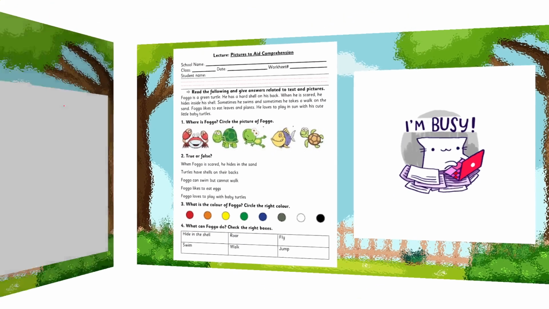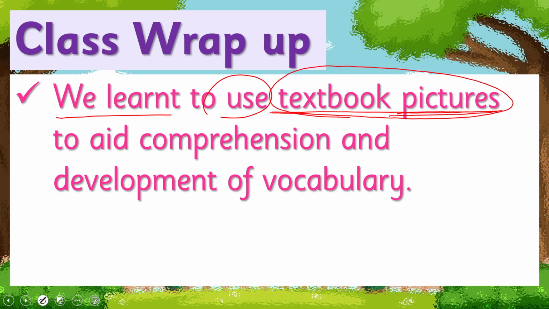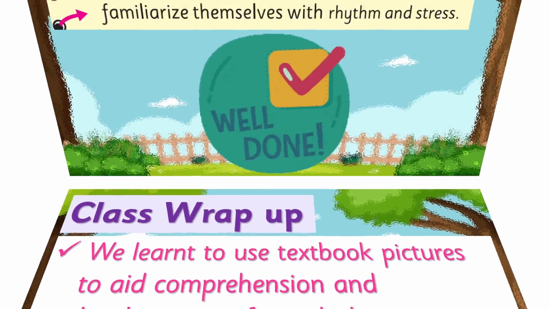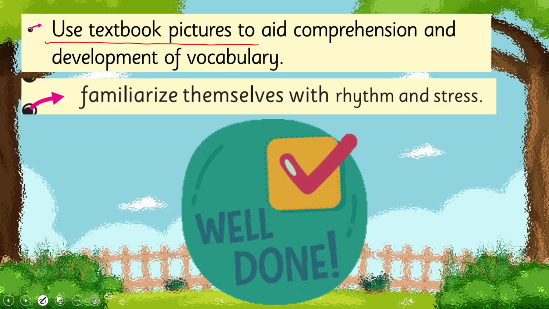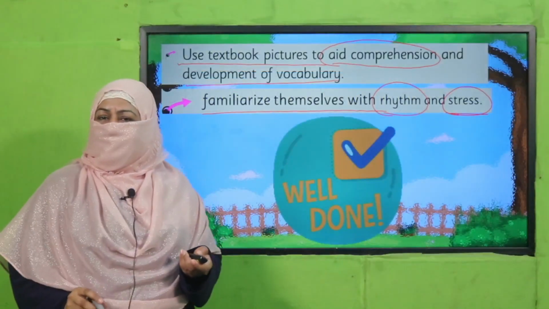So in this way, what have we learned? We learned to use textbook pictures. And beta, we also learned that there is a purpose of pictures. These pictures help us aid comprehension and development of vocabulary. And we learned to read text with proper stress and rhythm. So we achieved our SLOs: to use textbook pictures to aid comprehension and development of vocabulary, and familiarize themselves with rhythm and stress.